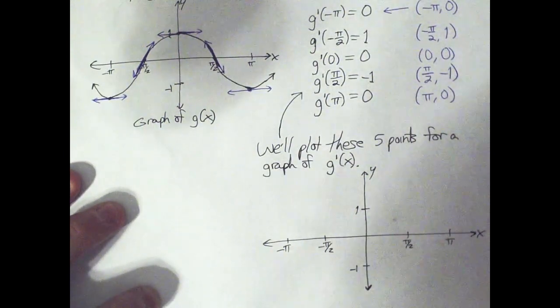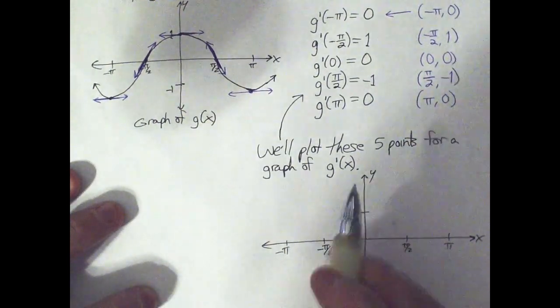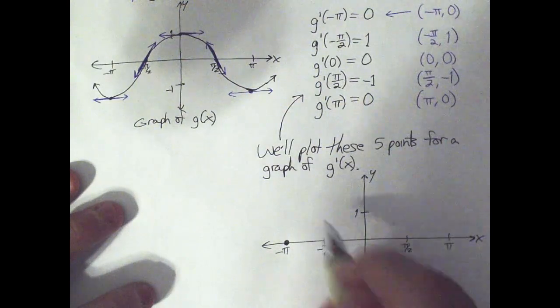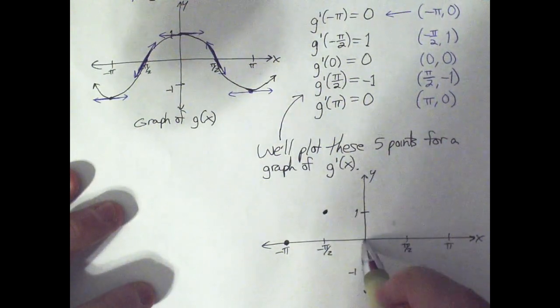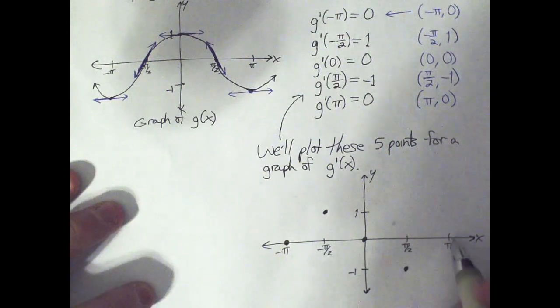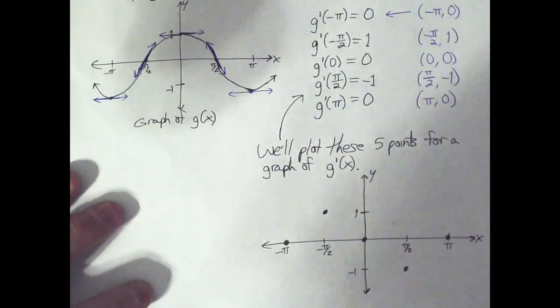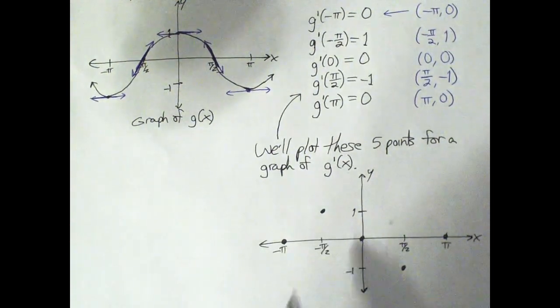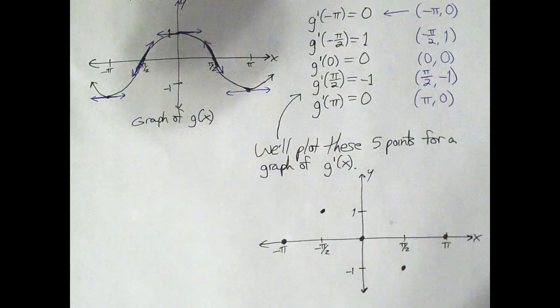Okay, just plotting these 5 points. So (-pi, 0) is here. (-pi/2, 1), (0, 0), (pi/2, -1), and (pi, 0). You see those 5 points? It goes up, down, up. It seems believable that maybe these are connected with a nice smooth continuous curve.